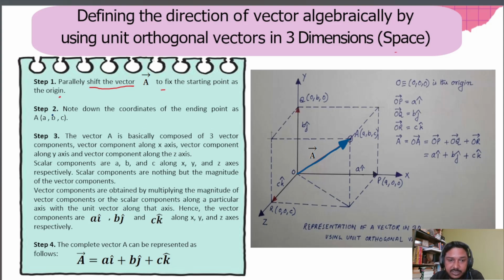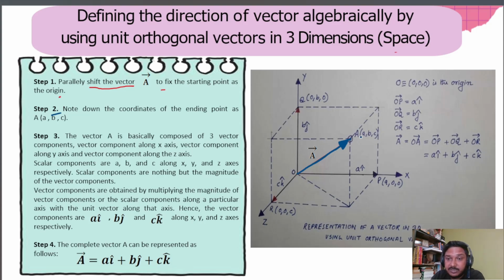Now step 2, what is step 2? You have to note down the coordinates of the ending points. One end is the origin, whose coordinate is always 0, 0, 0. The other end is the point whose coordinate we have to find out.